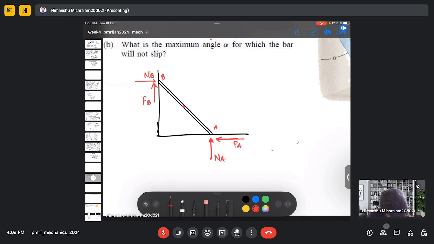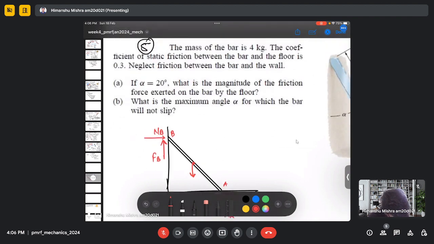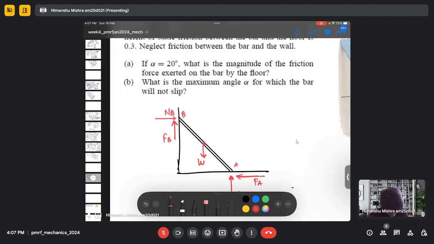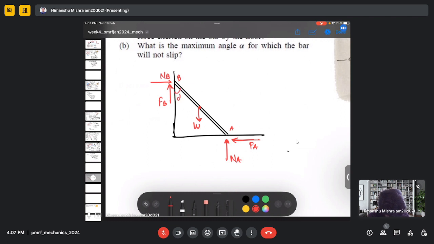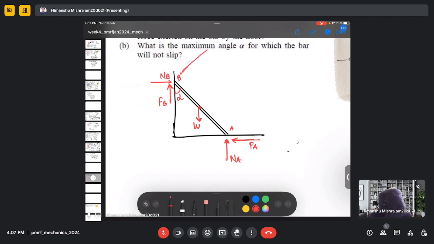There will be a weight as well, which is for the 4 kg mass. And the angle of inclination is alpha here, and we are given a distance which is 1 meter.